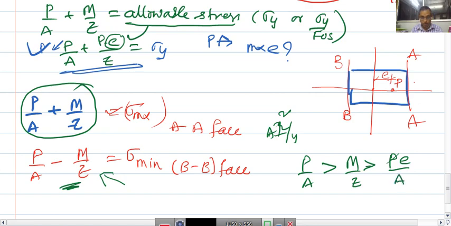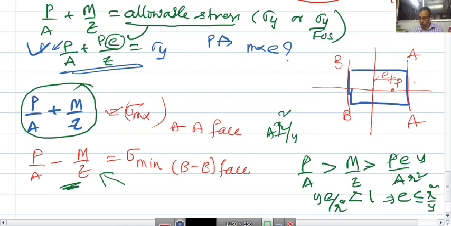with A into Y, right. So something like this. So P by A cancelled. That means E Y by R square should be always less than 1. So E should be always less than or equal to R square by Y. So that is the eccentricity, right.